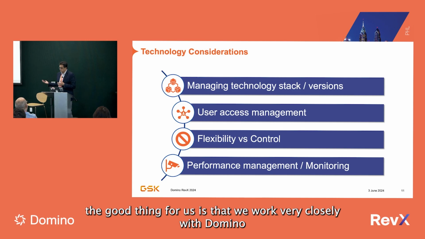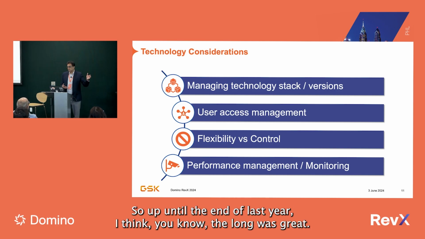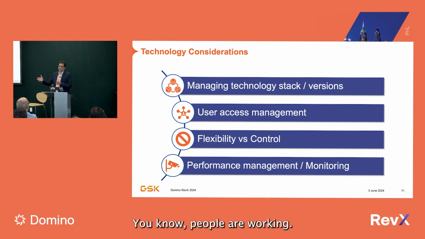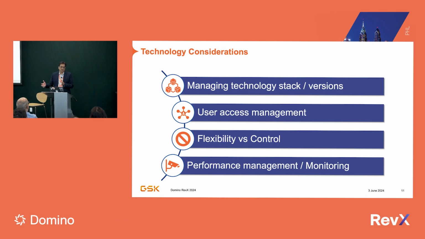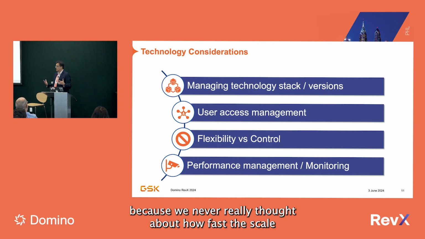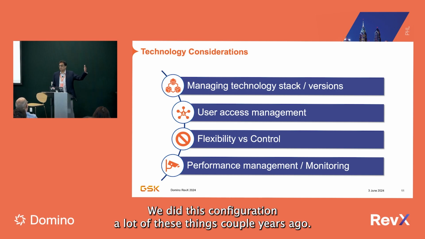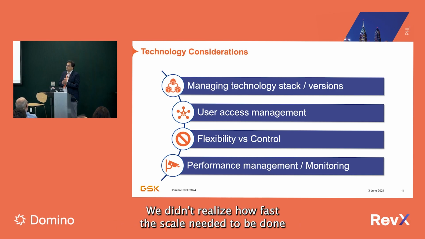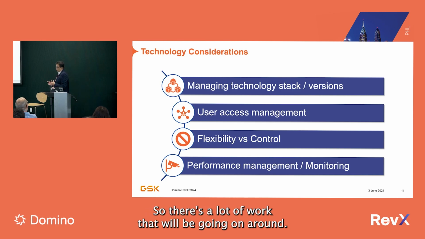The good thing for us is that we've been engaged very closely with them. They have helped us here, and we have done it over the last few months. Up until the end of last year, things were moving along, it was great, things were working. We got over 1,000 users in a very short period, a couple hundred students migrating. And Q1 of this year was a total disaster because we never really thought about how fast the scaling would need to be, how Domino behaves, how our cloud is set up. We did this configuration a couple of years ago, knowing we'd need to scale, but didn't realize how fast the scaling needed to be done and the changes we had to make. So that was a lot of work.